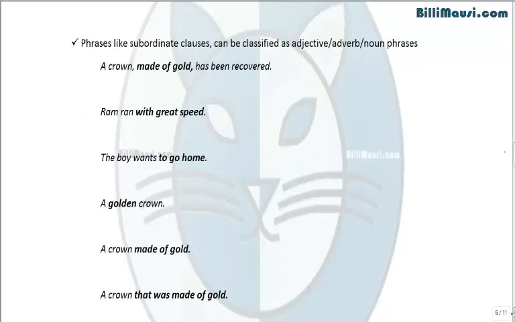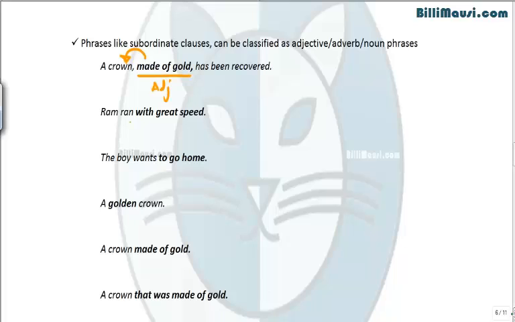Now we move on to phrases. Like subordinate clauses, phrases can be classified as adjective, adverb or noun phrases. Let's see a few examples. A crown made of gold has been recovered. Made of gold is giving more information about crown and it is a phrase. What kind of a phrase? It's an adjectival phrase.